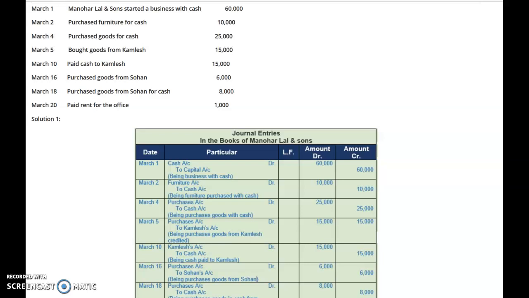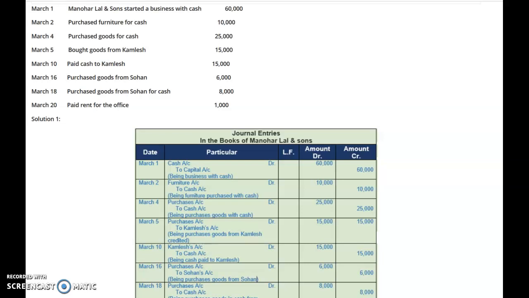Journal entry will be purchases account debit to Kamlesh account. Purchases is a real account, debit what comes in. Kamlesh is a personal account, credit the giver. So the journal entry is purchases account debit to Kamlesh account.